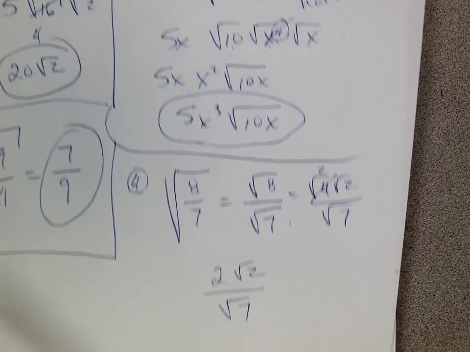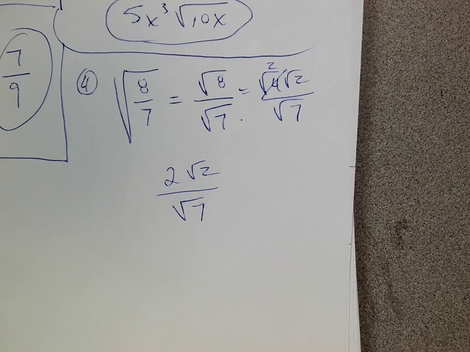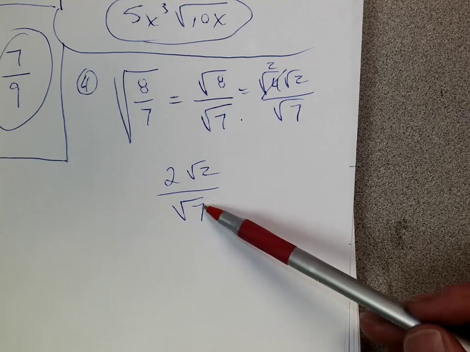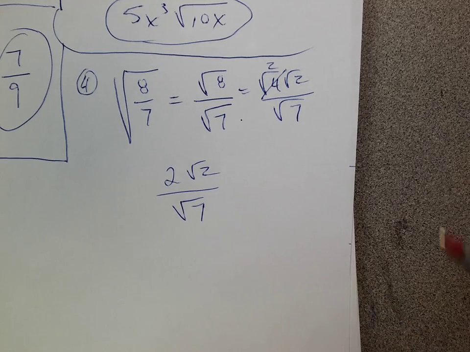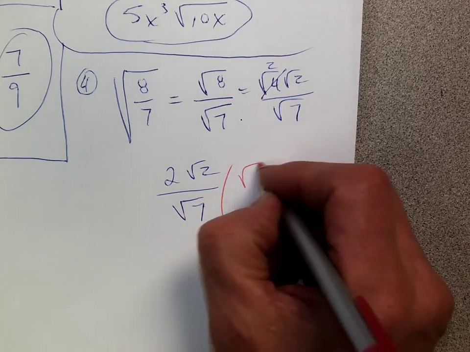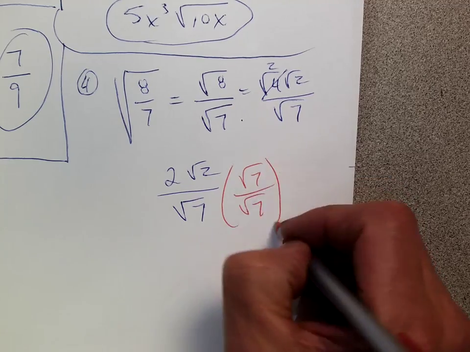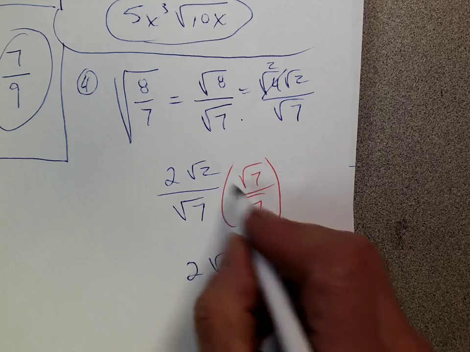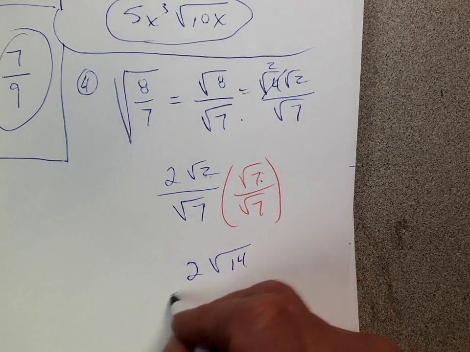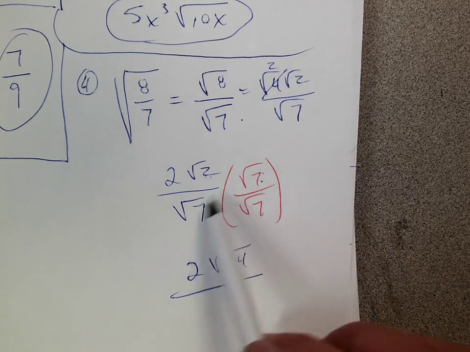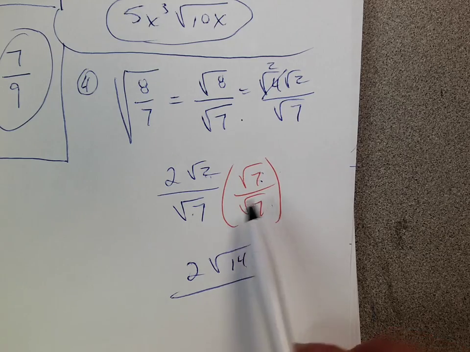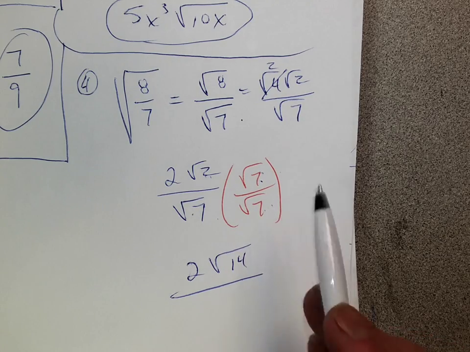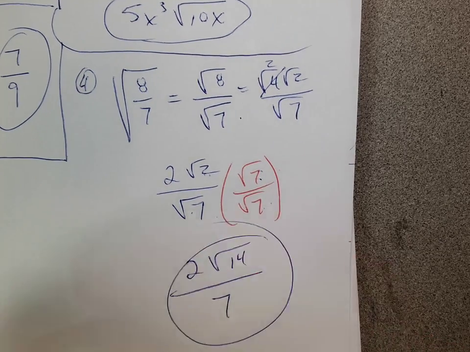Okay, now, I'm not done yet because I can't have a square root in the bottom. So I'm going to multiply top and bottom by the square root of 7, which gives me a 2 square roots of 14 over 7. Now, you want to know where the 7 comes from? 7 times 7 is 49. Square root of 49 is 7.